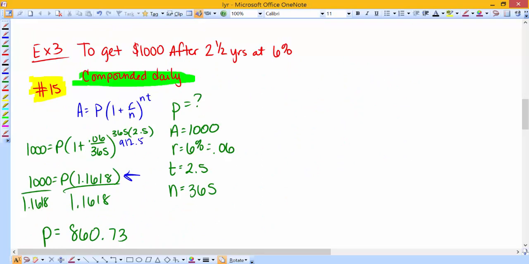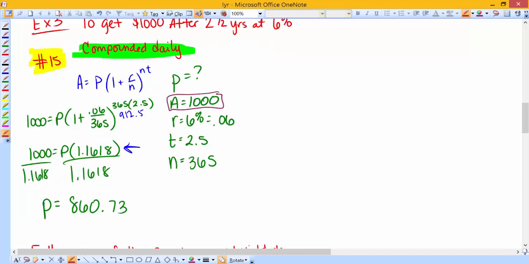Example 3, just like example 1, we have $1,000. After we want to get $1,000, that means 1,000 is your amount after. So the entire question, I shortened this. It says, how much money would need to be invested to get $1,000 after 2.5 years at 6% daily? So daily is 365 times a year, which means we have to use the ugly formula.